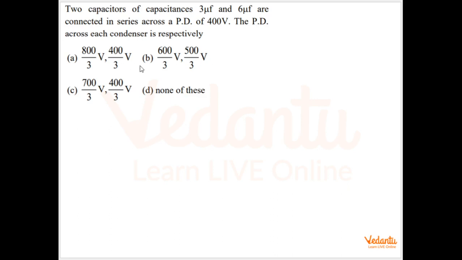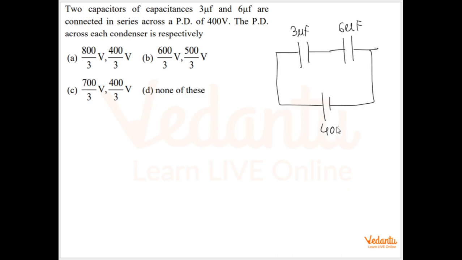In this question, two capacitors of 3 and 6 microfarad are connected in series across a 400 volt battery. We have to calculate the potential difference across each capacitor respectively. So I will connect 3 and 6 microfarads in series to a battery like this, 400 volts. Now, my dear students, in this case the charge on both capacitors is the same. In series, the charge on each capacitor is the same.